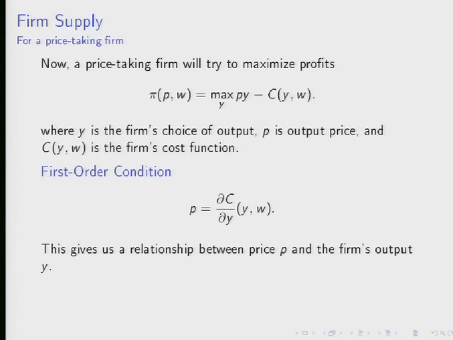Okay, so price is equal to marginal cost for a price taking firm of this sort. Is that clear? So we're trying to maximize the total profit, right? We want to maximize P Y minus the cost. That is what we're doing. So C of Y, W, or the total cost of producing Y.